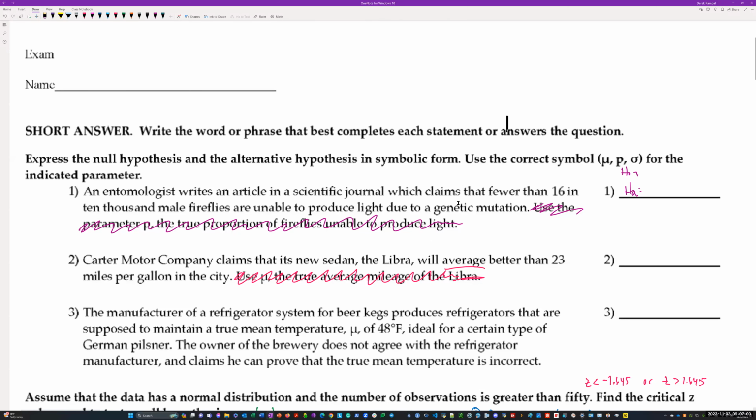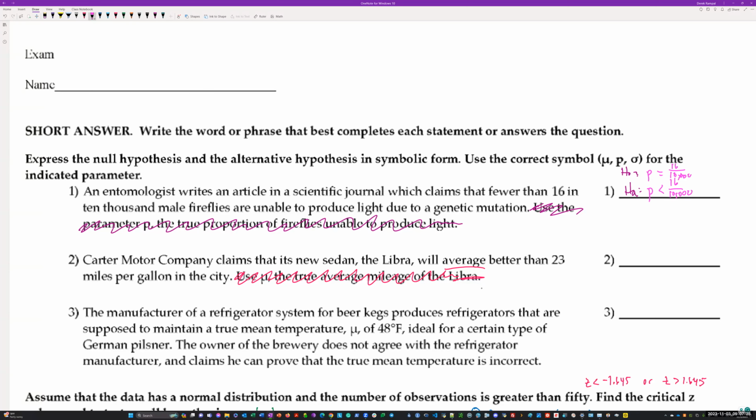The null hypothesis always equals something. The alternative, we have to read the question to see what it is, but you should determine the alternative first. So what is the alternative hypothesis in this case? What do they want? So, P less than 16 over 10,000, right? Does that make sense? I'd rather just leave it.